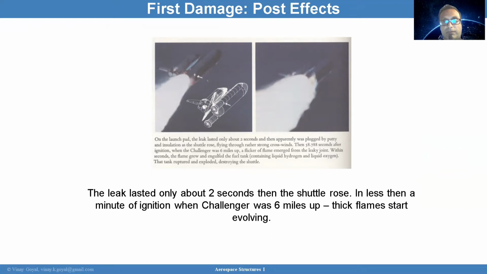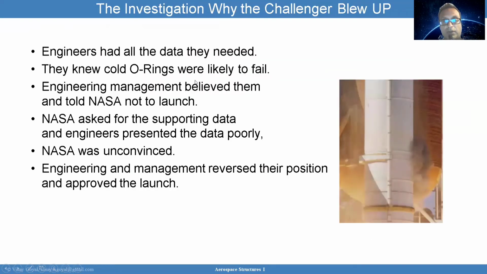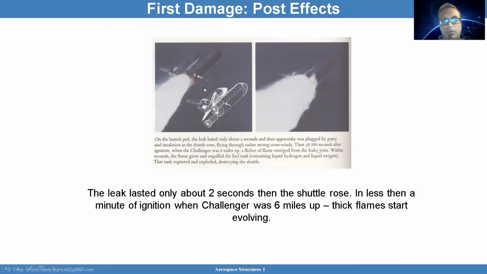Then about 58 seconds after ignition, the Challenger was about 6 miles up. And so then you start to have this flicker of flame. You can see that there from that leaky joint. And within seconds, the flame grew and engulfed the fuel tank, which contained liquid hydrogen and liquid oxygen. And so that basically caused the tank to rupture and explode.